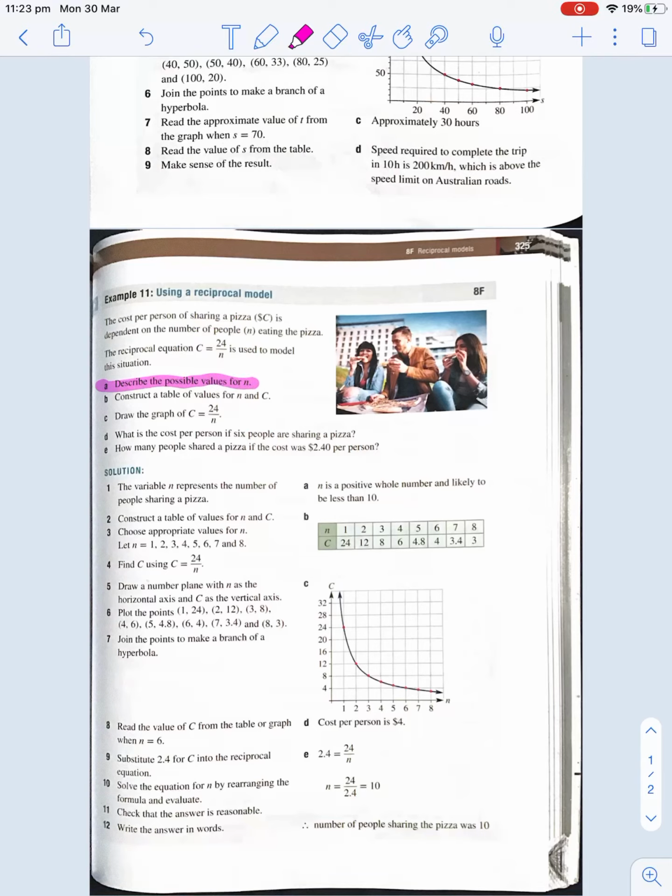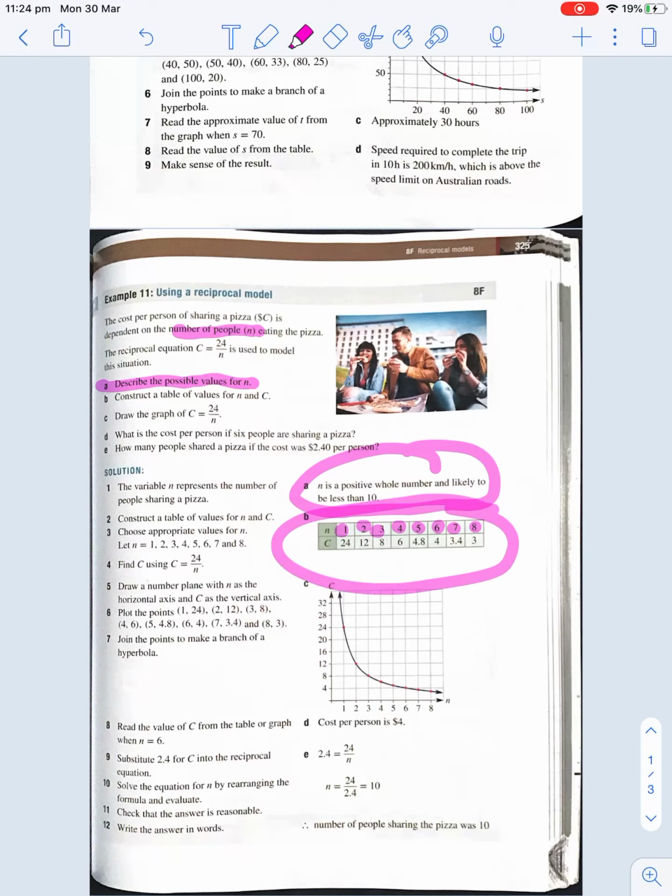Describe the possible values of n. So n is the number of people eating the pizza. So you've got to think to yourself, what sort of values of n in our table of values are we going to use? Well, typically we're dealing with people eating pizza, so you may only go up by one person each time. So their answer is n is a positive whole number. It can't be a negative amount of people, and it's likely to be less than 10. So that's the sort of values you're going to use for your table of values.